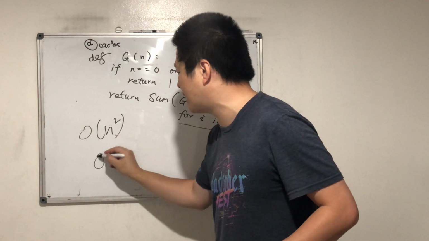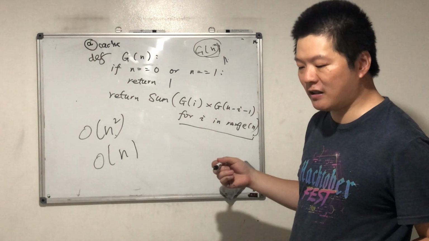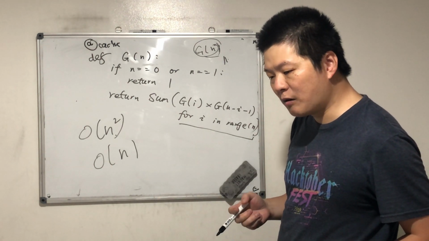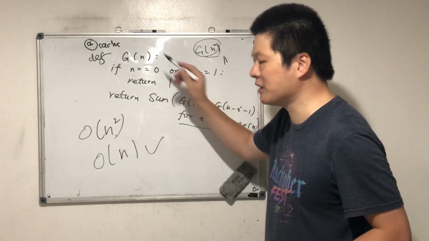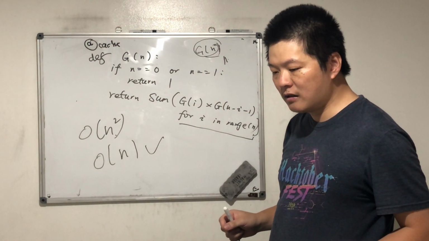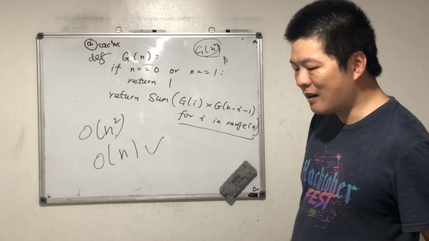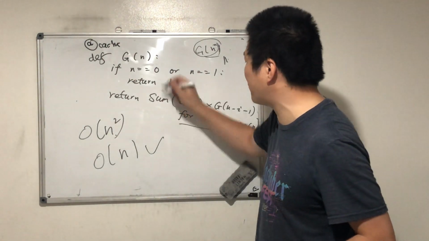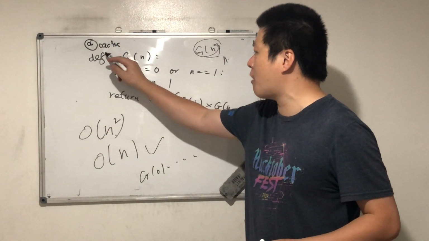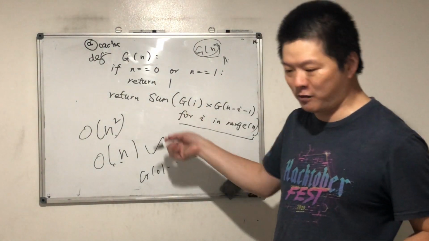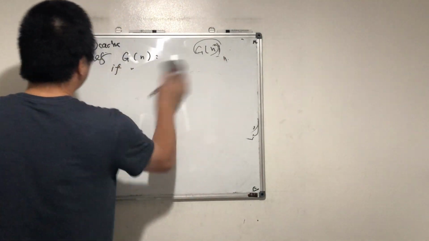What's the space complexity? N. Yeah, well done. Why? How many G values do we need to calculate? N values, because we're using the cache, we don't calculate G0, G1, G2 again. At most, we will store n values. That's why it's O(n), okay? Now we do this bottom up, okay?